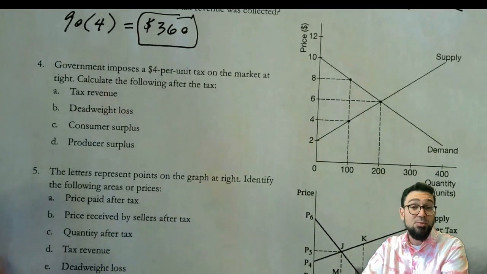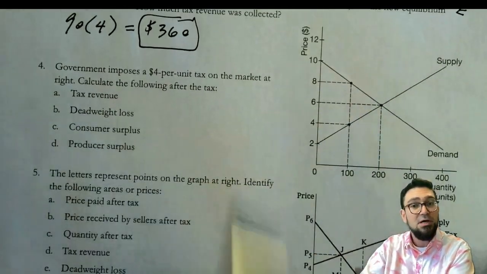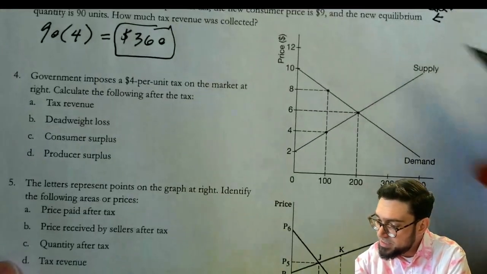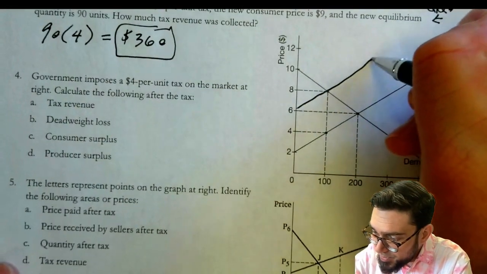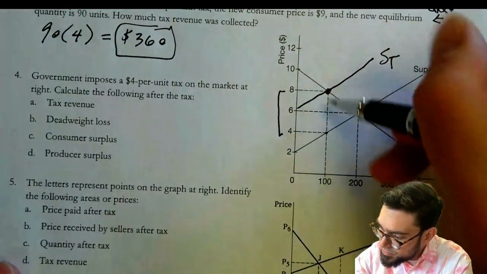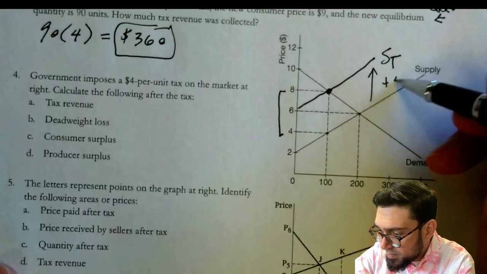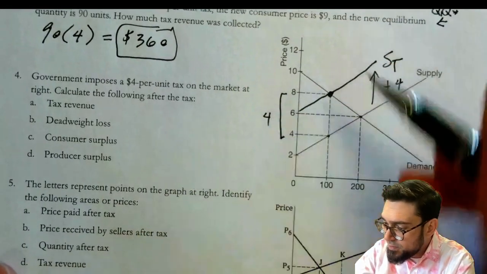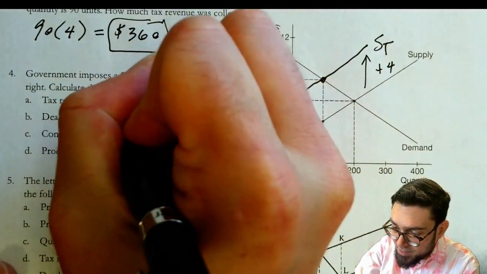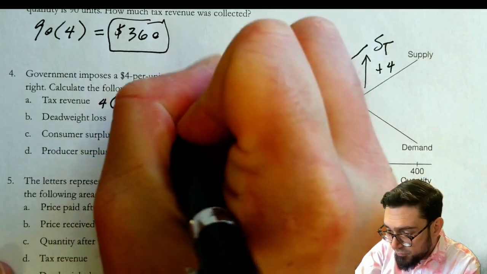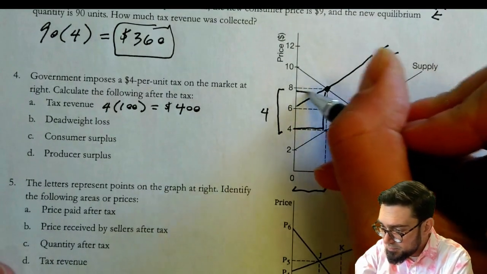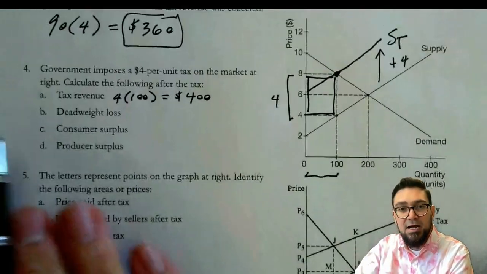Government imposes a $4 per unit tax on the market at right. This picture here, calculate the following. So tax revenue. Well, we know that the per unit amount of the tax is going to be up at this new supply curve because it's going to increase by 4. So it's shifting this one up by 4. And so I know the per unit amount is 4. And I also know that now they're going to sell 100. So I would say 4 times 100 equals $400. And that's this box right here. That's our tax box.